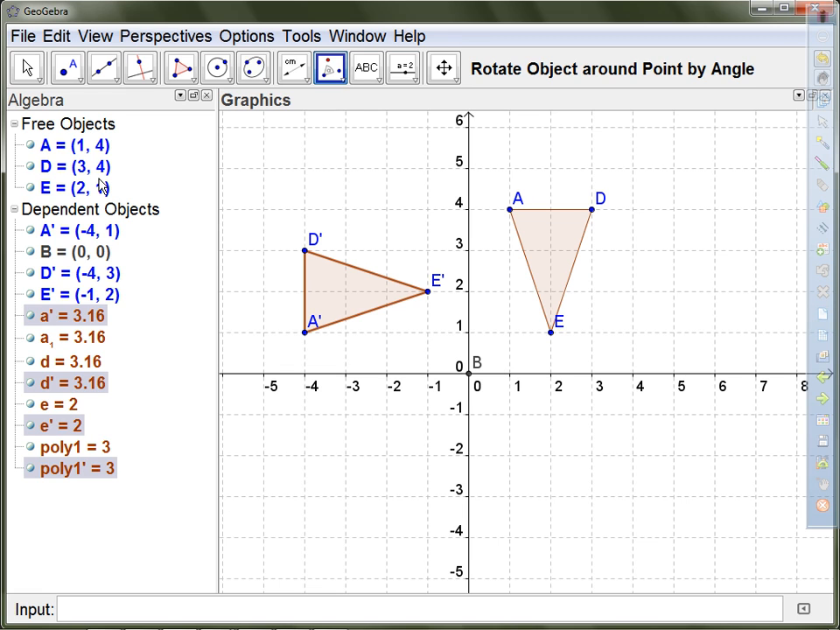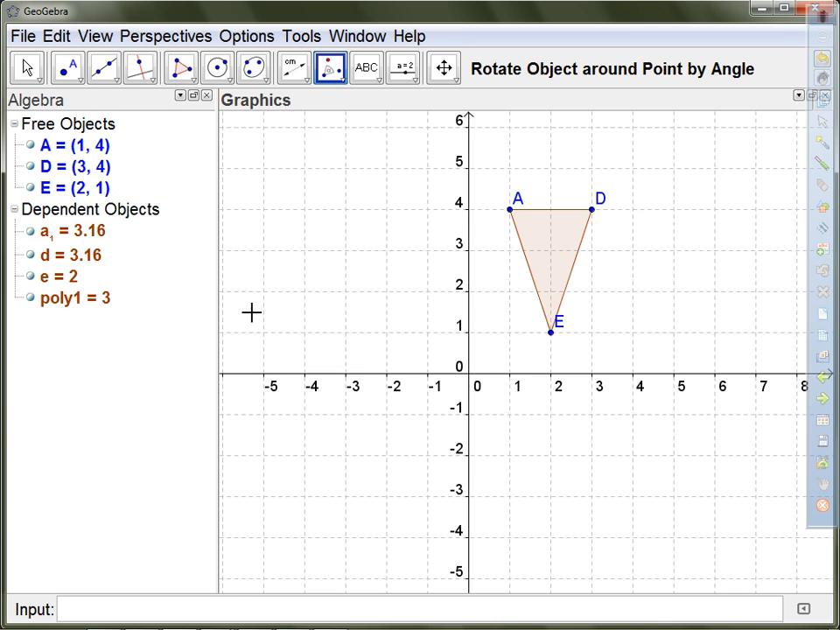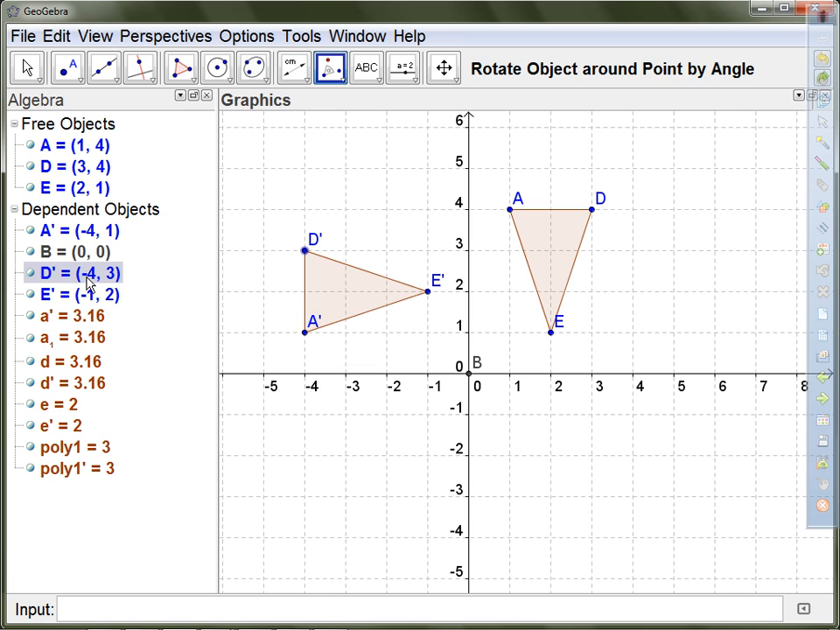Well, let's look here. A was 1, 4. A prime is negative 4, 1. All right. D was 3, 4 and is now negative 4, 3. And E was 2, 1 and is now negative 1, 2. What happened to our coordinates? What happened to them? They switched and became negative.